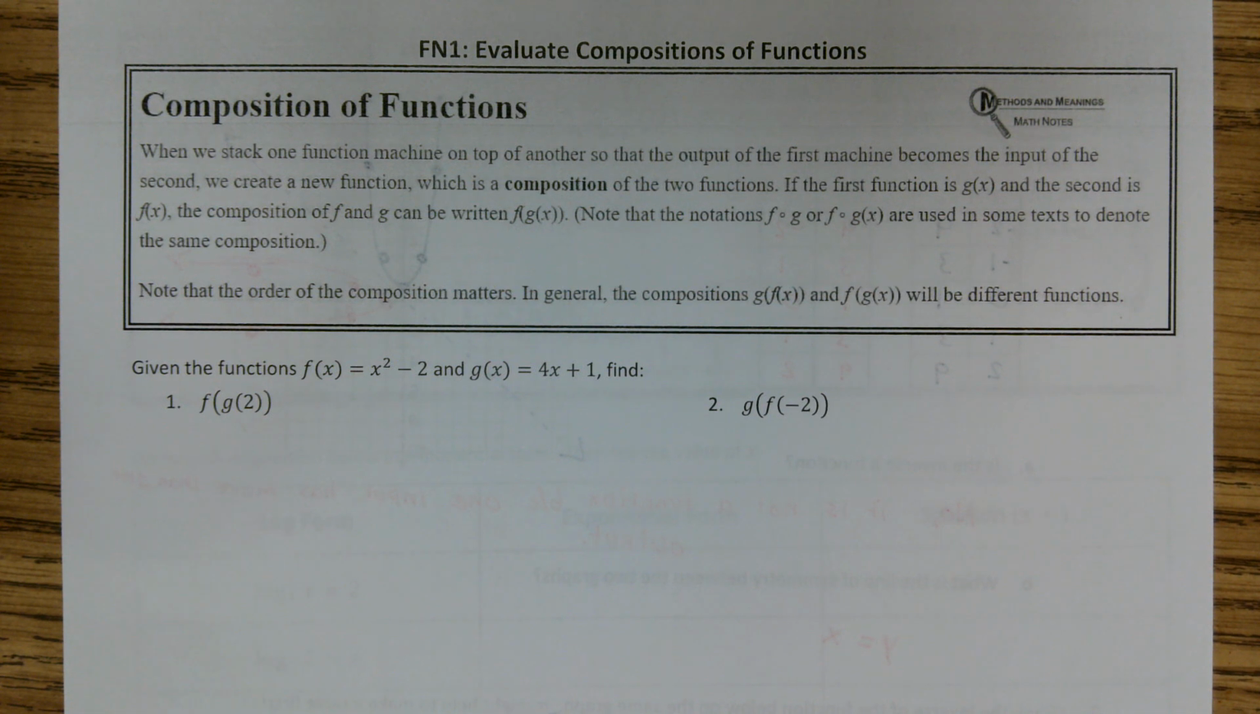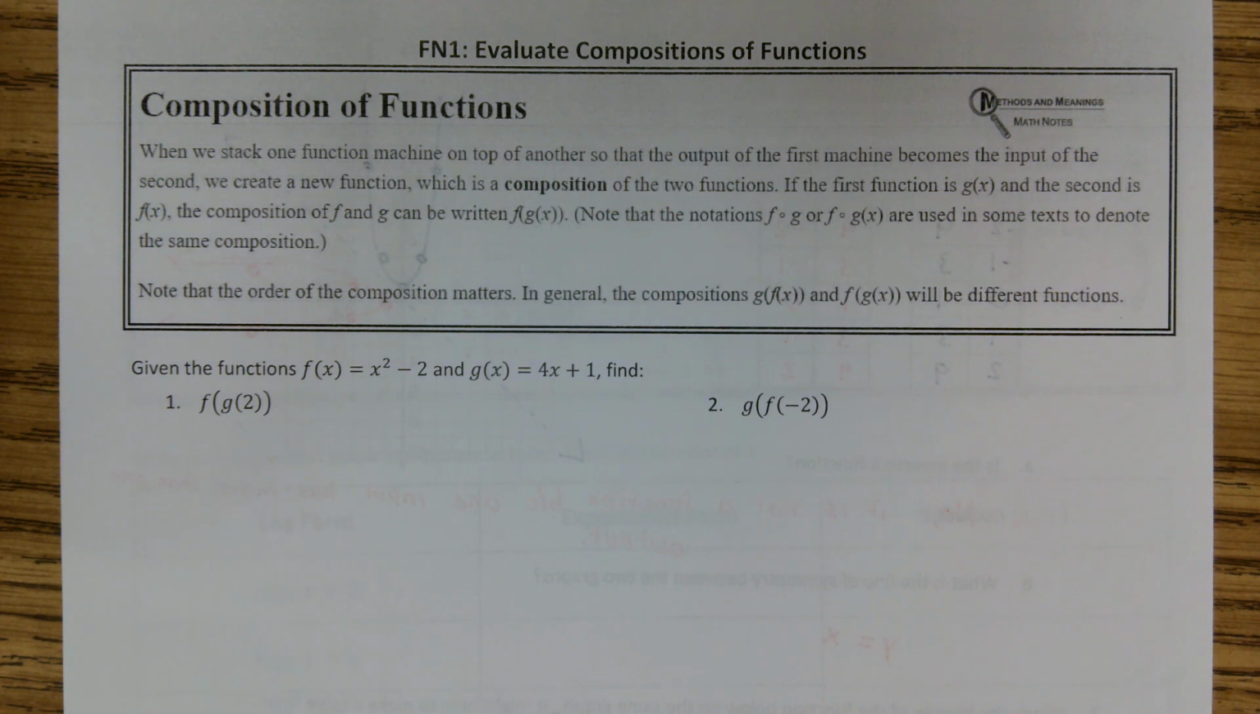All right, so welcome. This is Chapter 5, FN1, Evaluating Compositional Functions. If you remember, we talked about compositional functions about a week ago. We said that when we have one function machine on top of another so that the output of the first machine becomes the input of the second, we create a new function. This is what we call a composition.